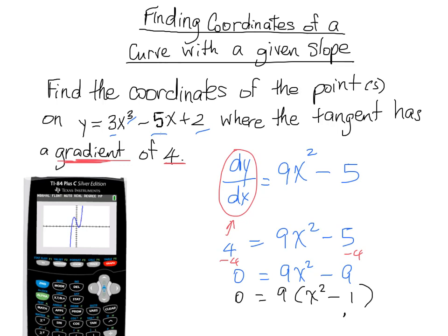And lo and behold, we still have the difference of two squares here. We have a perfect square here, a perfect square here, and they're being subtracted, so we can factor this. So I'm going to take this and pull this up here. This factors to give you that 0 is equal to 9 times (x plus 1) times (x minus 1). All right, which means that when you solve this quadratic equation, you get that x is equal to -1 and +1.